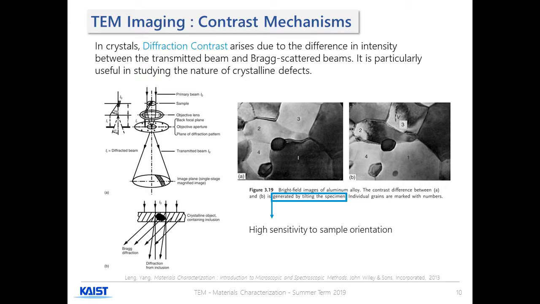In crystals, a similar mechanism can appear, but this time electrons are scattered due to diffraction by the periodical lattice. This mechanism, unlike mass thickness contrast, is very sensitive to the sample inclination angle, which can be modified to highlight material features.